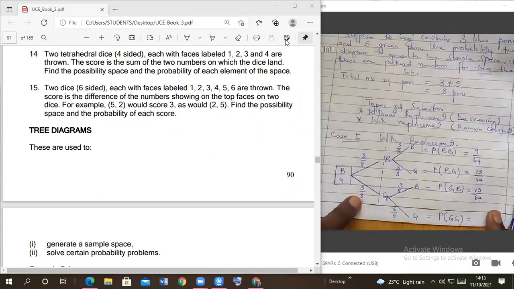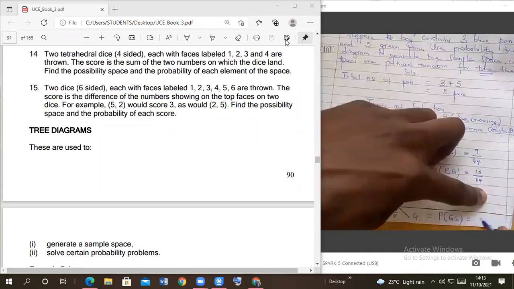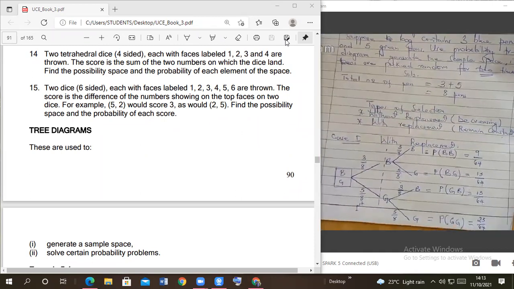Then 5/8 times 5/8. That one will give us what? 25 out of 64. 25 out of 64.